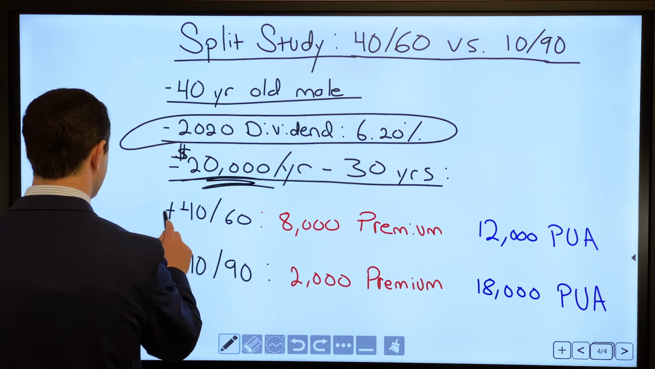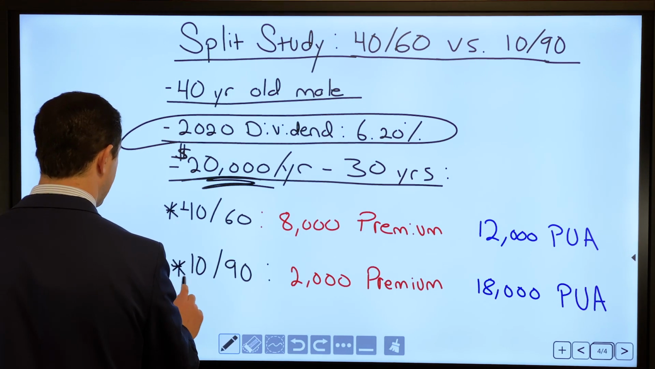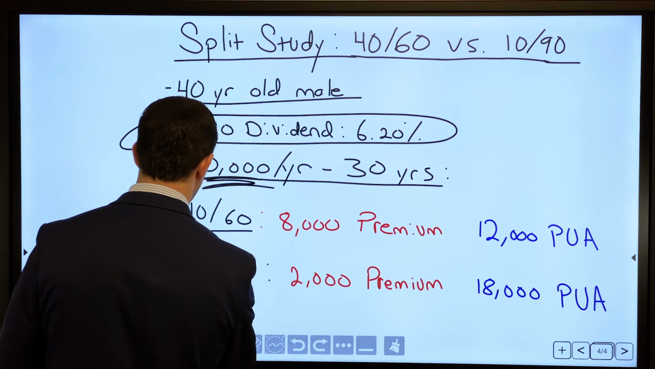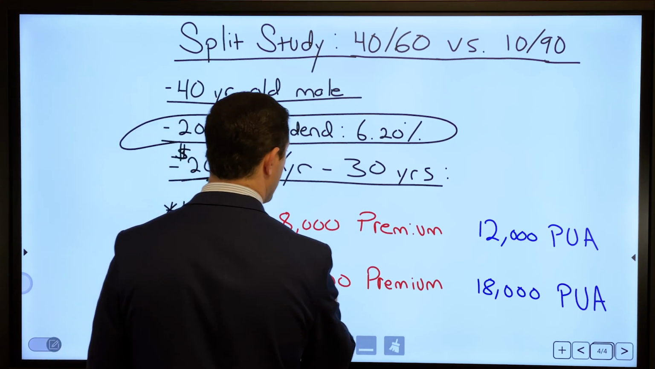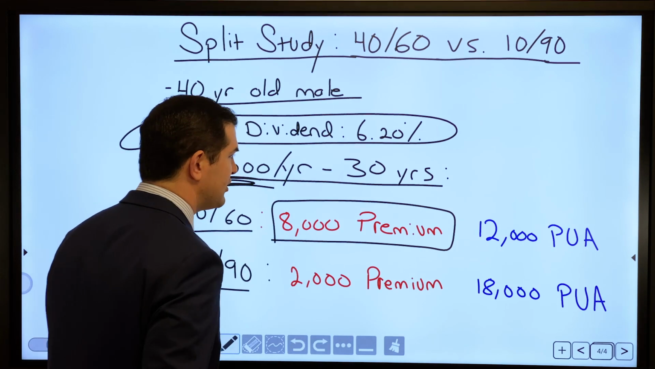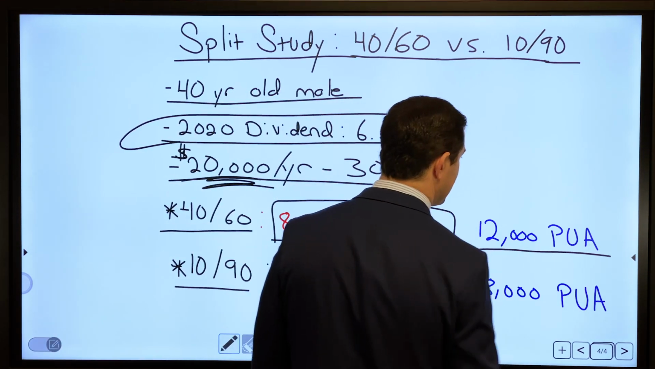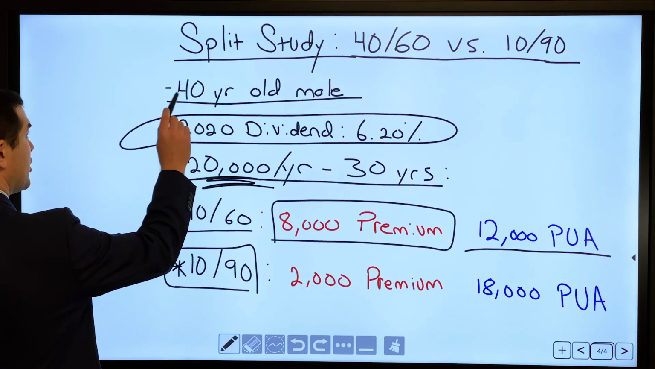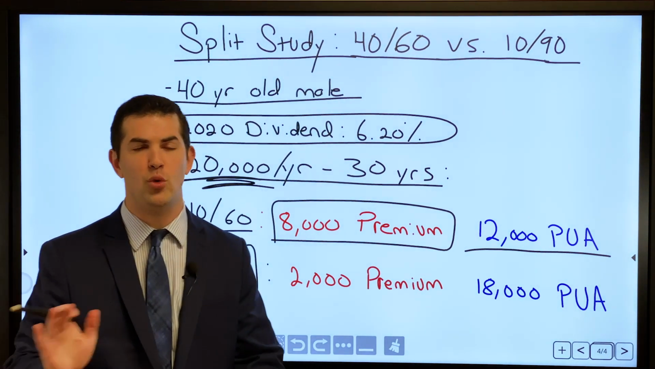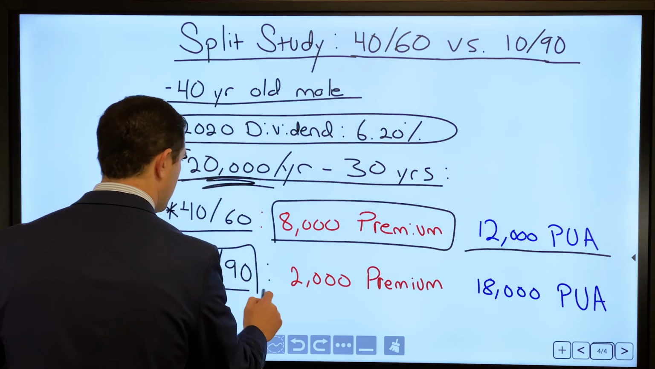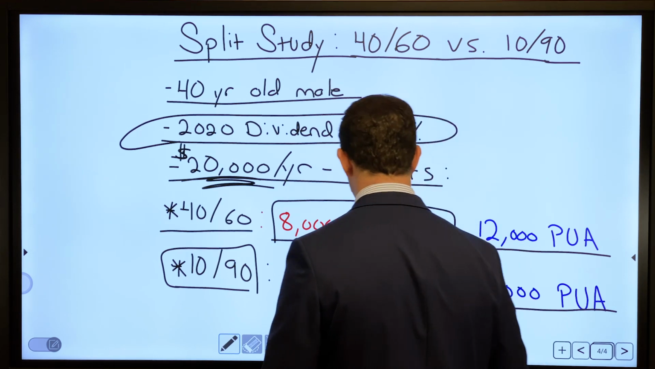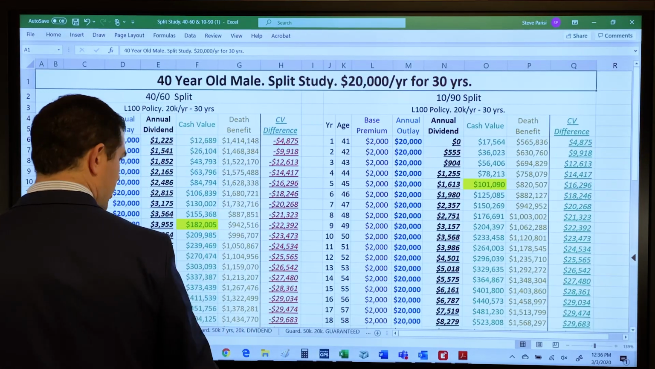Same company, same product, same age, health rating, everything's identical, but we're going to redirect where his money's going. The 40-60 split, we're going to have an $8,000 premium and a $12,000 PUA allocation. And then we're going to look at a 10-90 split, which is as low as this particular insurance company will allow us to go, which is going to be a $2,000 base premium and an $18,000 PUA. So let's take a look.